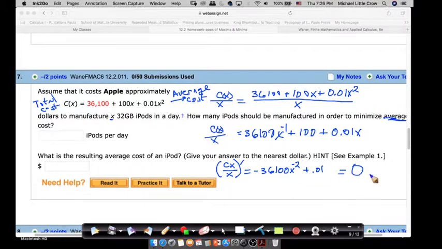Okay, so we need to solve this first. So it's all equal to 0. Let's see, how about if we subtract 0.01 from both sides? Does that seem like a reasonable thing to do? And then I'm going to rewrite this x to the minus 2 as negative 36100 over x squared equals minus 0.01.